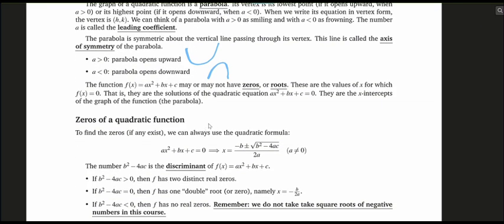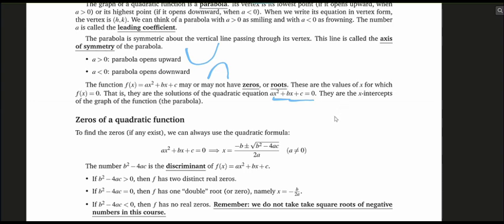Now, the function f of x equals ax squared plus bx plus c may or may not have zeros or roots. What do I mean by this? When you find the x-intercept, or when you attempt to find the x-intercept, you set this equal to 0. So it turns out that this type of equation can have two roots, one root, or no roots, depending on what the quadratic formula actually says.